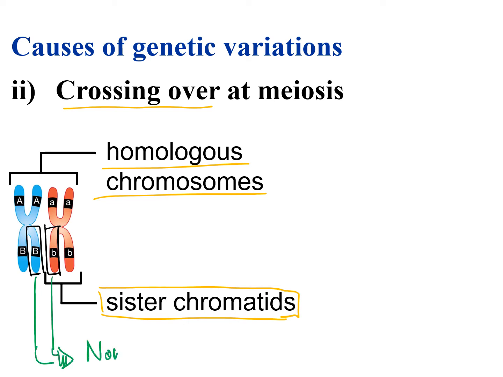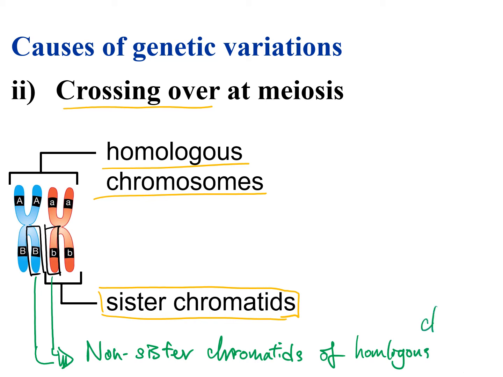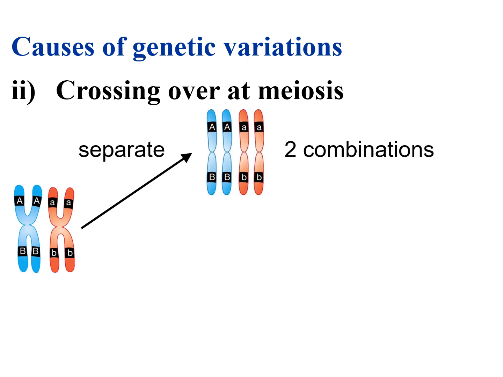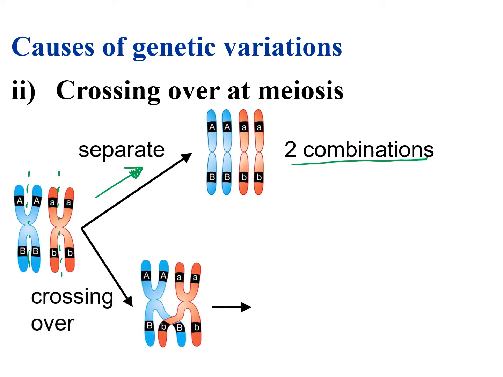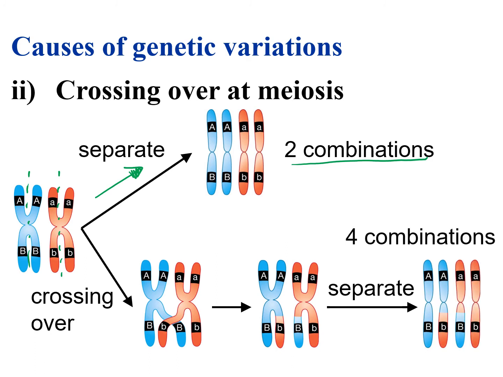they are the non-sister chromatids of homologous chromosomes. For the homologous chromosomes, they can separate directly as case 1 to give two combinations of gametes. Or it can have some crossing over occurring on case 2 like this.